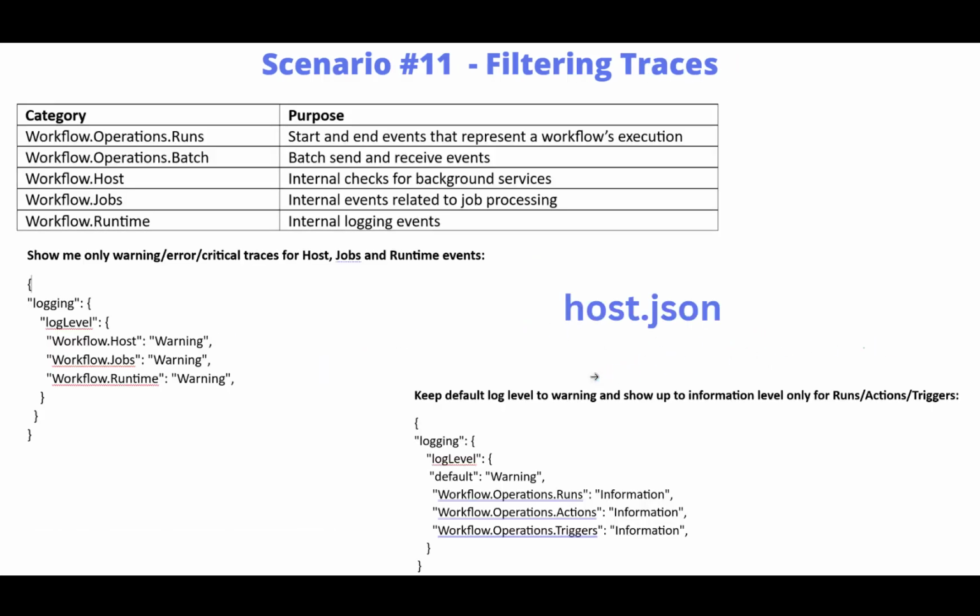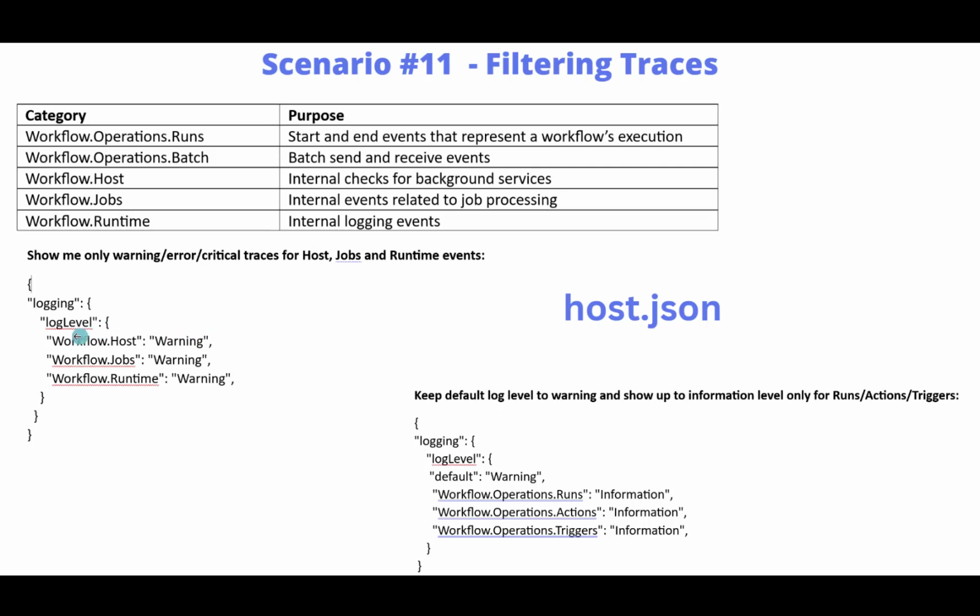Now let's pivot over into filtering traces. We have similar categories that exist inside of traces. We've got workflow.operations.runs, so this is our workflow runs. We've got our batch. And then I would say there's more of these internal settings, right? So if you're not interested in some of these internal events that are actually being raised, and you just want to suppress them, you have that ability.